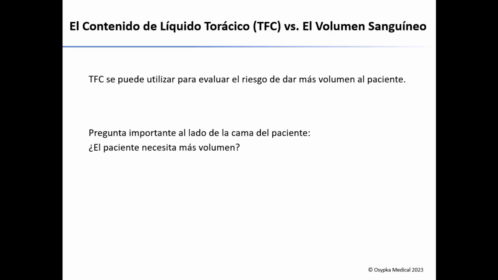Okay, so TFC can be seen as a parameter which gives you some kind of a risk analysis of adding more fluids. Because isn't that very often the case? You're not sure, should I add fluids to the patient, to the circulation or not? And if the system provides you with a high number of TFC, you have to be extra careful. If the number is within normal range, the risk of adding more fluid is probably less.